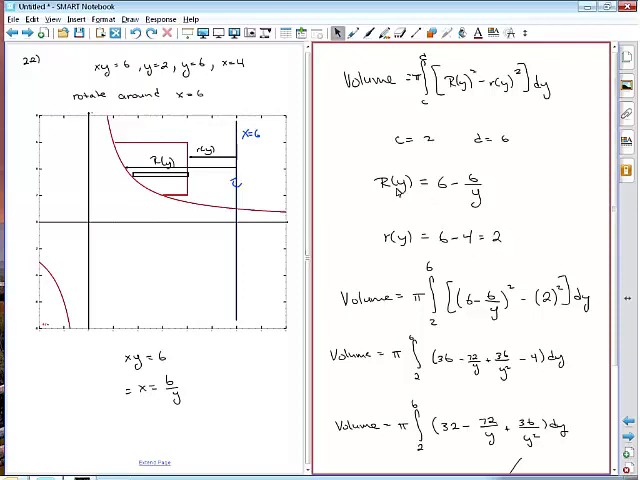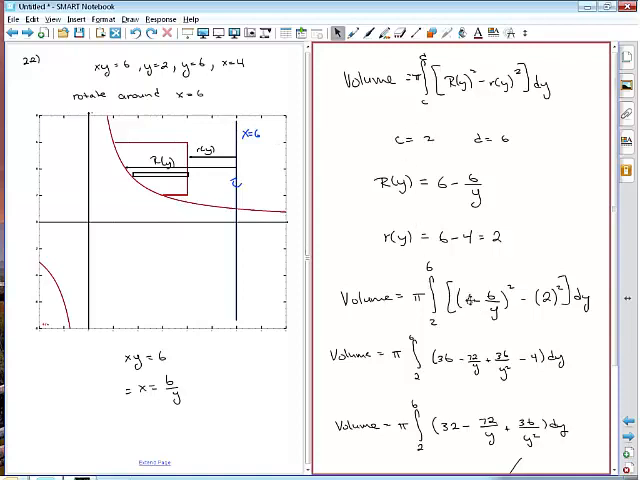Okay, so those are the functions. The equation says you square this minus the square of that, and then integrate with respect to y. These are y limits of integration. So we go from the boundary here of y equals 2 to y equals 6.